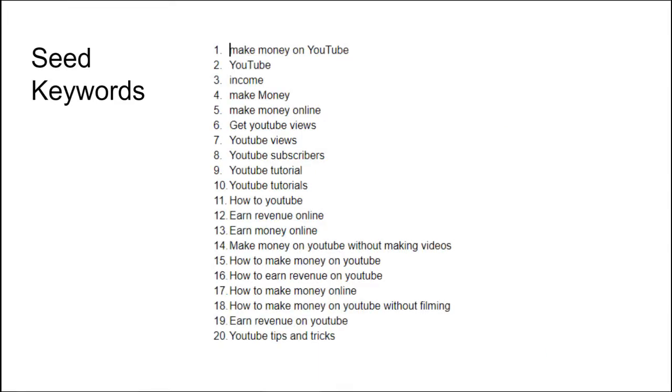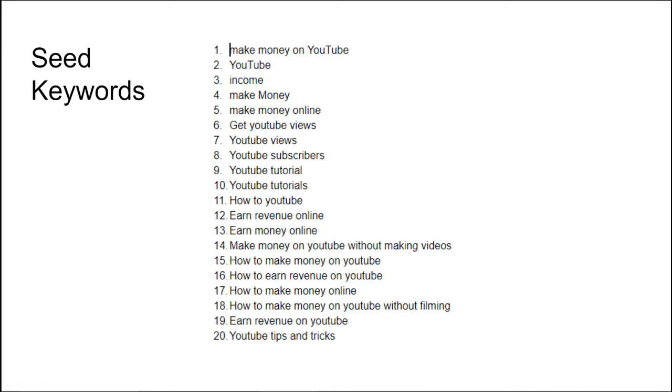Alright, so the keyword process starts with making a list of 20 seed keywords. Now, what are seed keywords? I define seed keywords as keywords describing the type of content that you are going to be uploading on your YouTube channel. For the example of my personal brand channel called Make Money Matt, where I teach people how to make money online, these are the list of seed keywords that I used for my channel. Make money on YouTube, YouTube income, make money online.